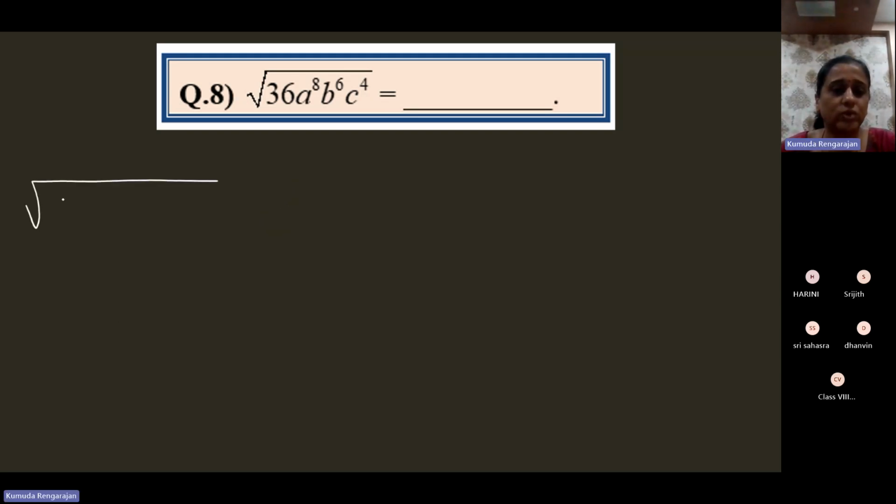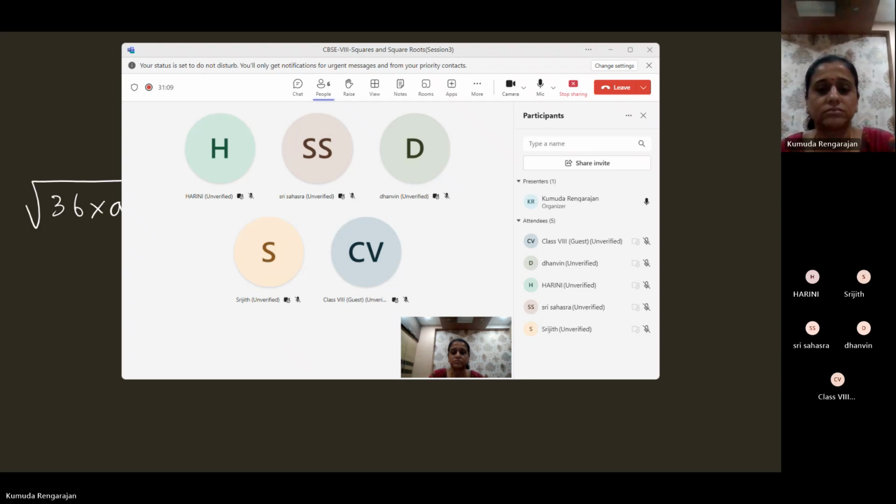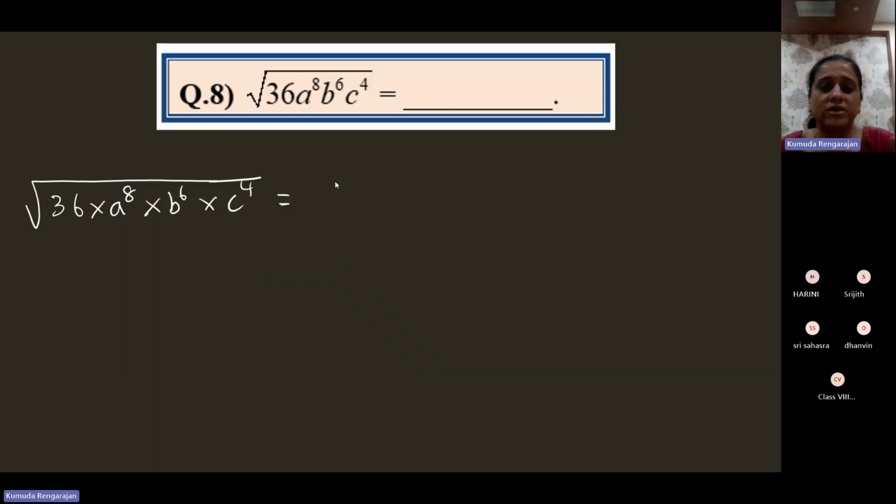See, the question is the square root of 36 into a to the power 8 into b to the power 6 into c to the power 4. If you don't see any sign, it is multiplication. So it's 36 into a to the power 8 into b to the power 6 into c to the power 4. Now, to remove the square root symbol, am I audible to all of you? Yes, ma'am. Very good.